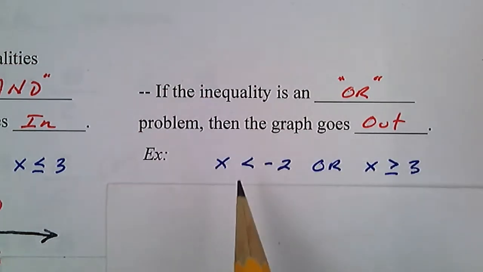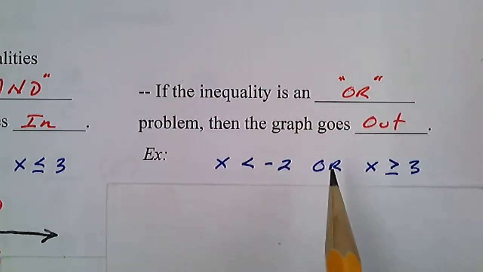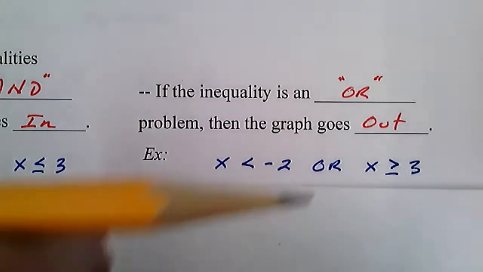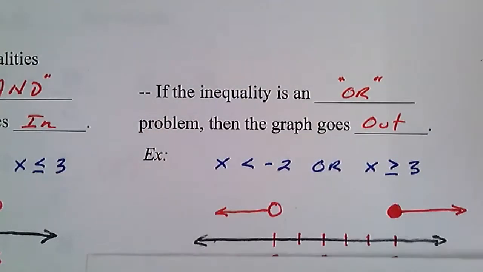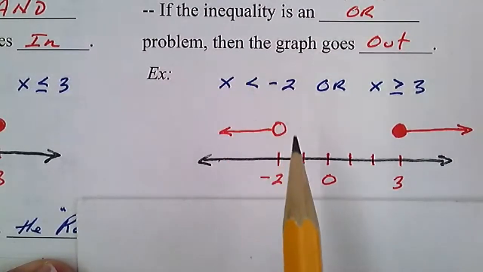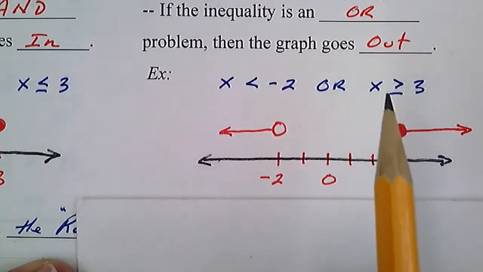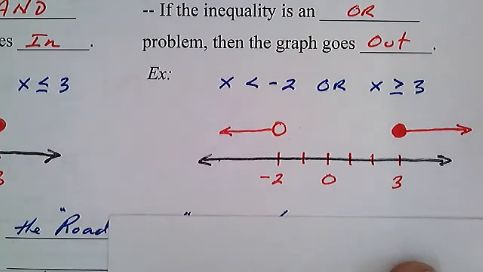So here's an example. This is a boundary at -2. We want one graph going that way. And this is a boundary at 3. And we want the other graph going that way. Okay. So they're going to go out away from each other. This one has no equal sign. So it's an open circle. This one has the equal sign. So it's a shaded circle going to the right.